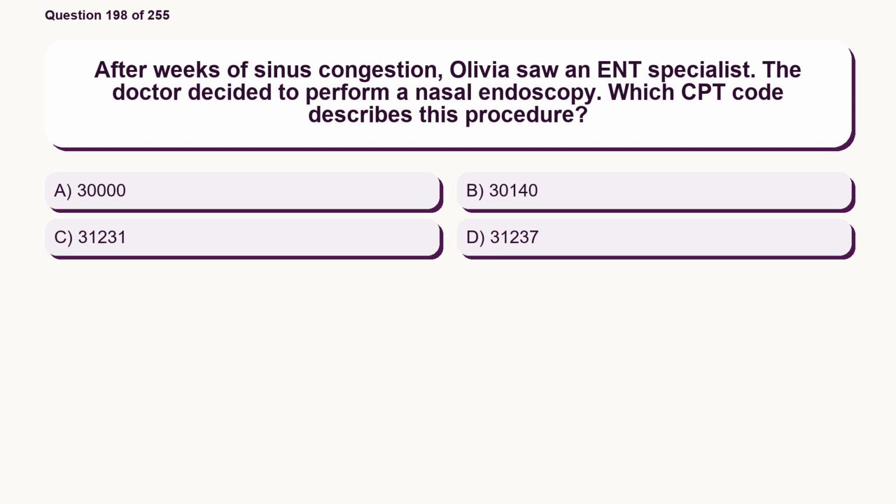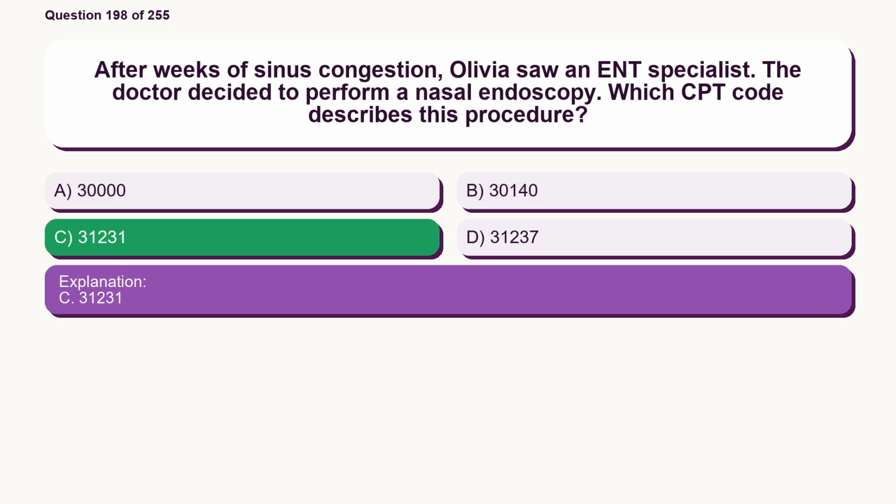Question 198. After weeks of sinus congestion, Olivia saw an ENT specialist. The doctor decided to perform a nasal endoscopy. Which CPT code describes this procedure? Option A, 30,000. Option B, 30,140. Option C, 31,231. Option D, 31,237. The correct answer is option C, 31,231. C, 31,231.